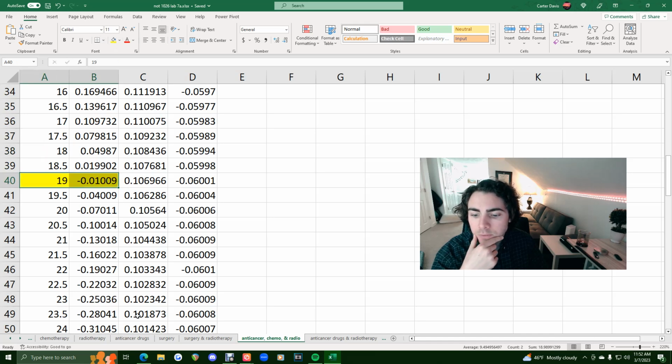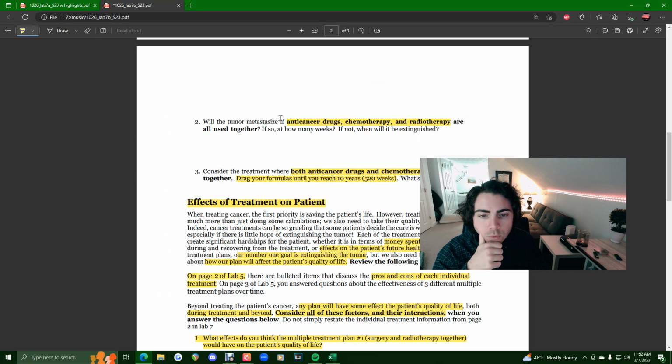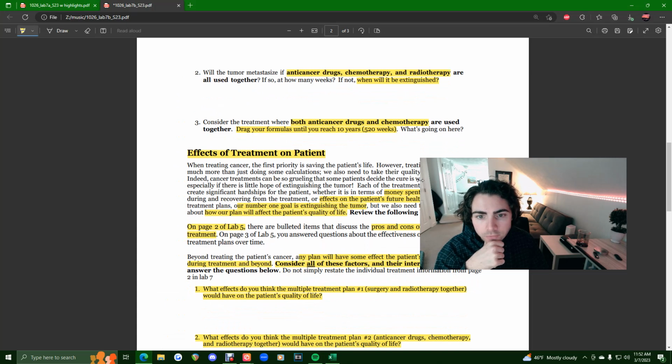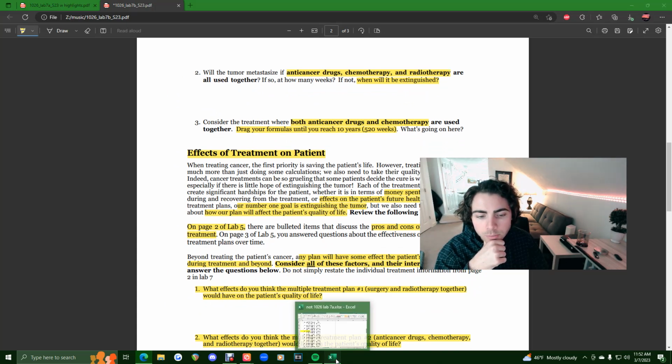So I would say, to answer this, will it metastasize? No, because it doesn't reach a radius of 10. If not, when will it be extinguished? So it will be extinguished at 19 weeks because the radius crosses from positive to negative. All right, consider the treatment where both anti-cancer and chemotherapy are used.